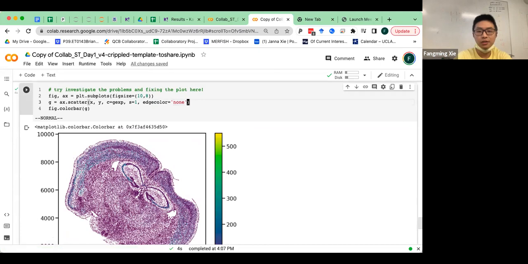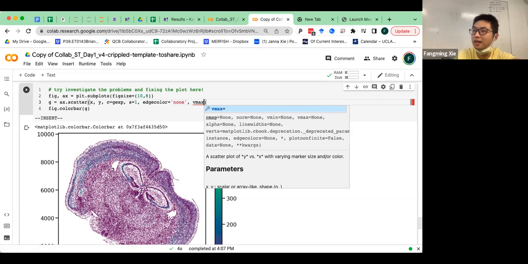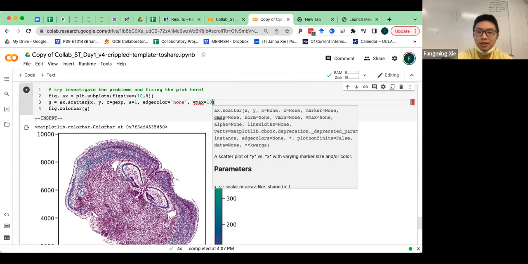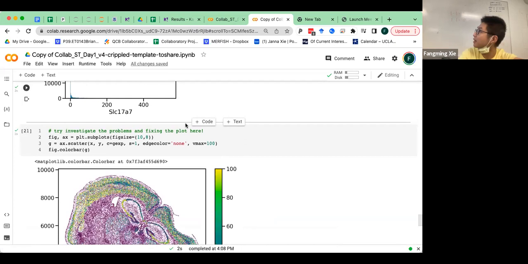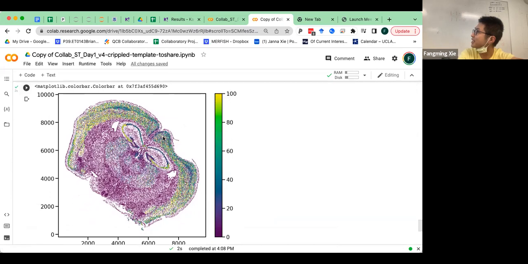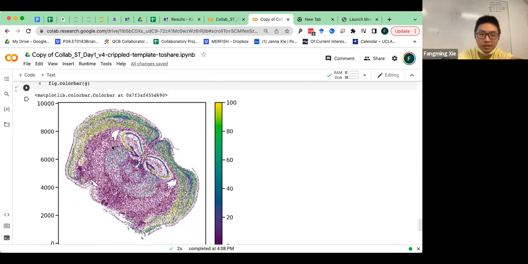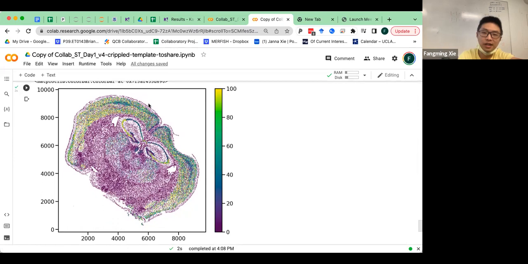Okay, how do we do that? We will need another option. It's all about reading the documentation on how to make a scatter plot. It's called vmax. Vmax means the maximum value in the color map of this scatter plot. Let's keep it at 100, because that seems reasonable, and run it again. Oh, now you can see it's very different, because now yellow represents 100 instead of 500. Now you can see structures. What's highlighted here is actually cortex and hippocampus, and also different ranges.